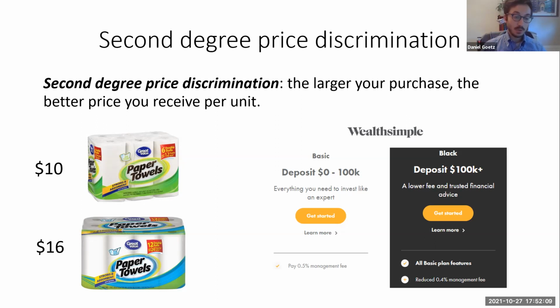We think this is mostly with consumer goods, but actually it's everywhere. So here's Wealthsimple. They're a company that you can put your money in and invest. This is their managed investments account. If you give them less than $100,000, they'll be charging you 0.5% every year to manage your money. But if you give them more than $100,000, they'll only charge you 0.4%. So banking, as with household goods, is cheaper the more money you have to spend.